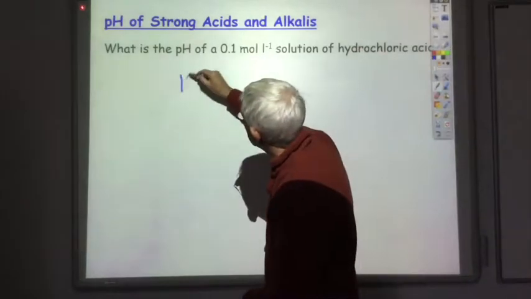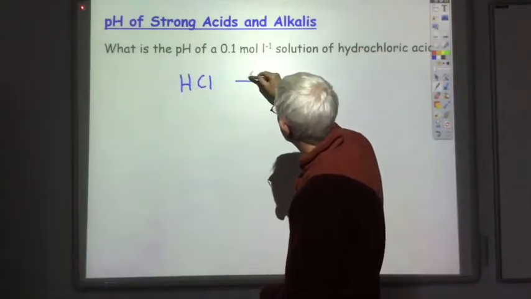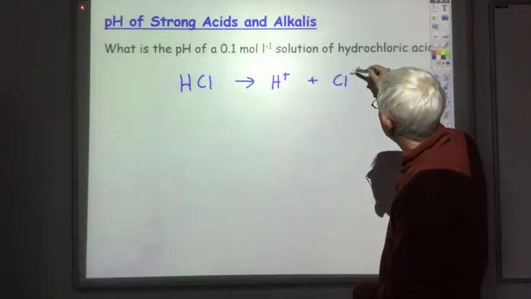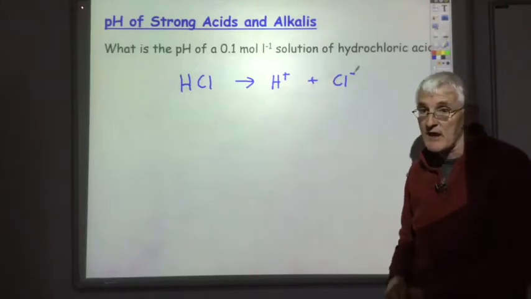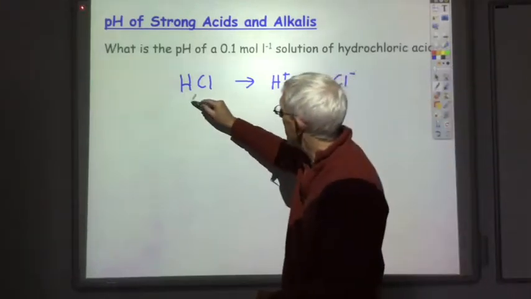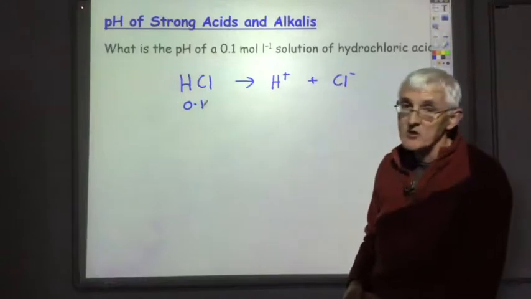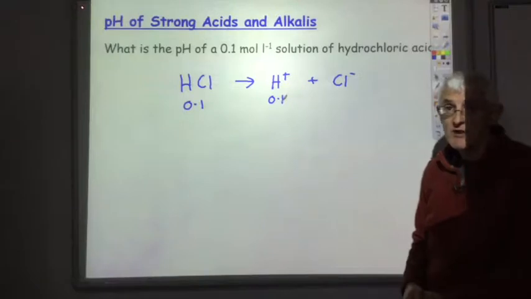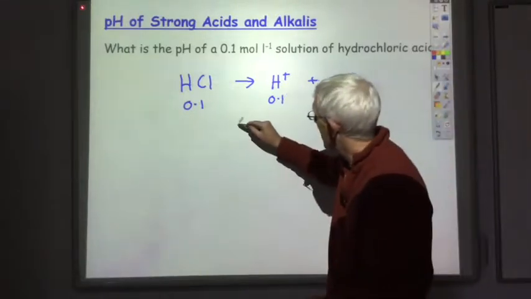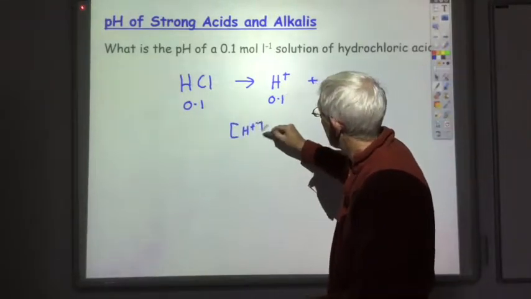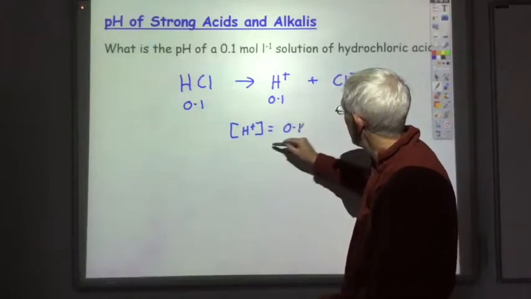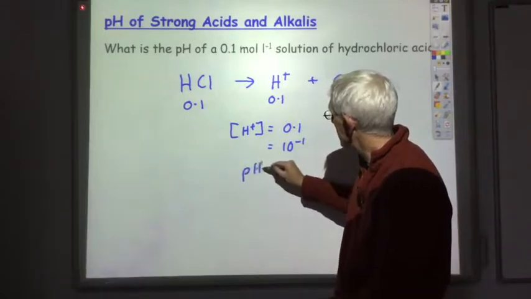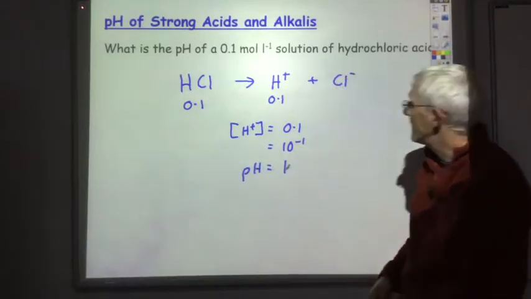Well, hydrochloric acid, as you should know, is a strong acid. So it completely dissociates to give you hydrogen ions and chloride ions. So if I had a 0.1 mole per litre solution of HCl, I would have a 0.1 mole per litre concentration of H plus ions. So the H plus ion concentration is 0.1, which is equal to 10 to the minus 1. So the pH of this solution would be 1.